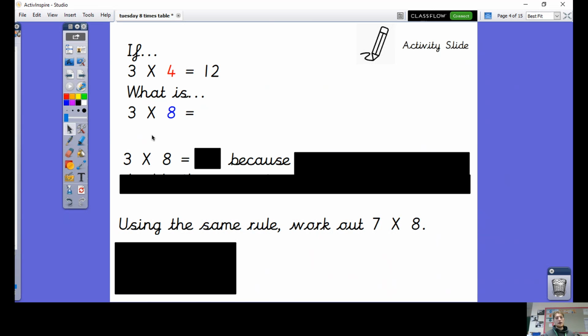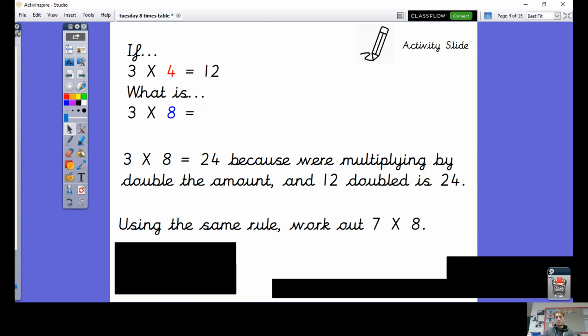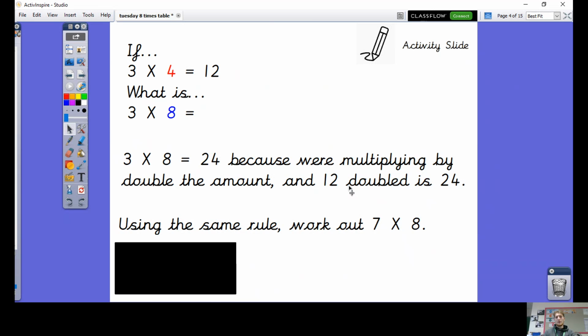Can you see that I've got a few blank gaps. So 3 times 8 equals blank because... I would like you to find the answer and finish the sentence for me, please. So pause the video and do that now. Great, let's go through the answers quickly then. So 3 times 8 equals 24 because we're multiplying by double the amount, and 12 doubled is 24.